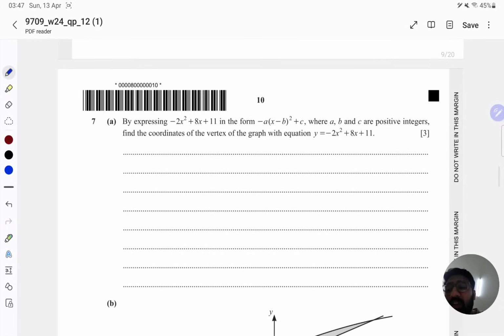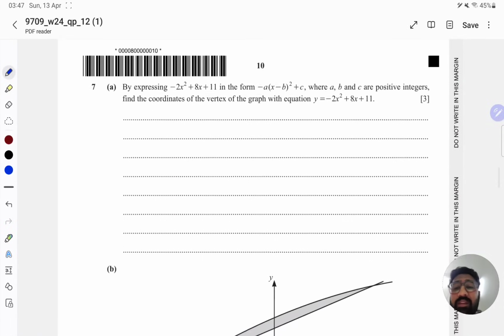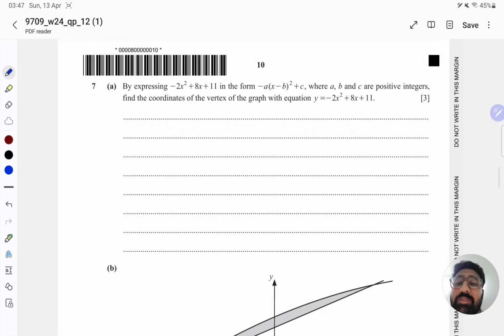Let's move to the next question, question number 7. Question number 7 says, by expressing minus 2x square plus 8x plus 11 in the form minus a bracket x minus b whole square plus c, where a, b and c are positive integers. Okay, we need to write it in this completed square form, and find the coordinates of the vertex, which means we need to identify the stationary point coordinates as well.